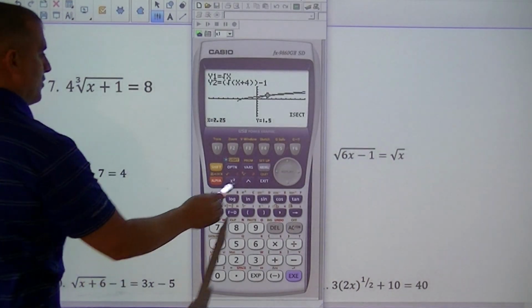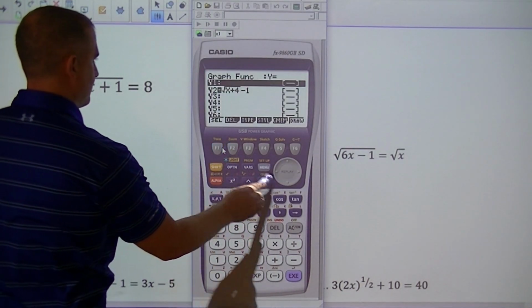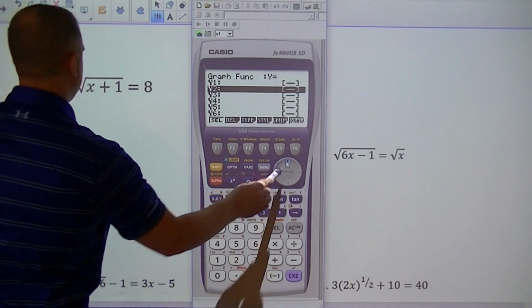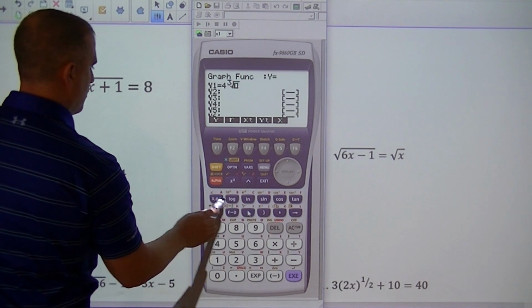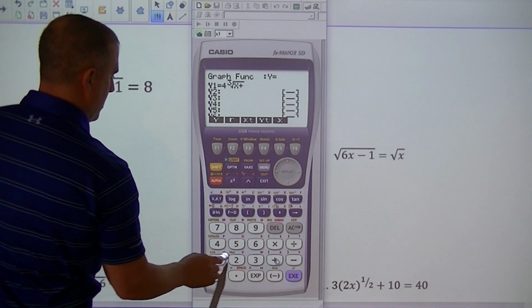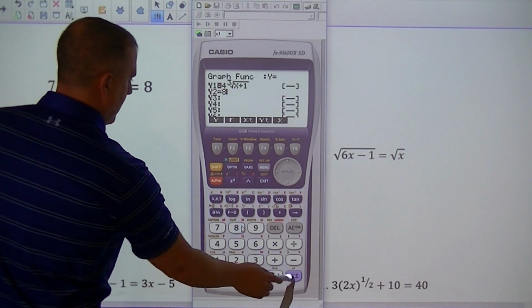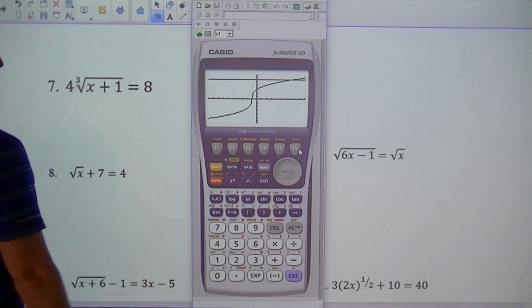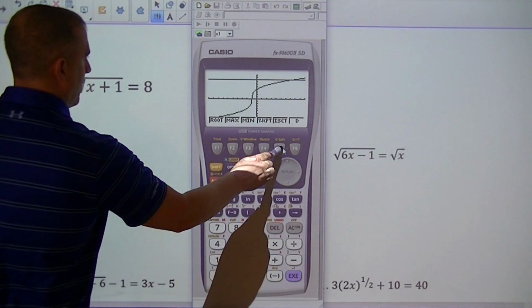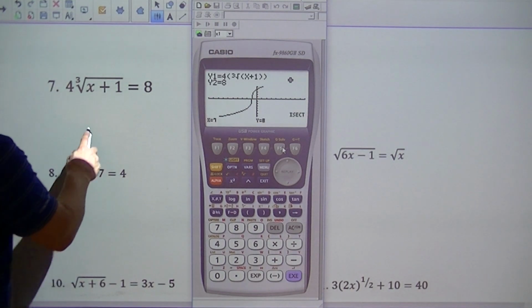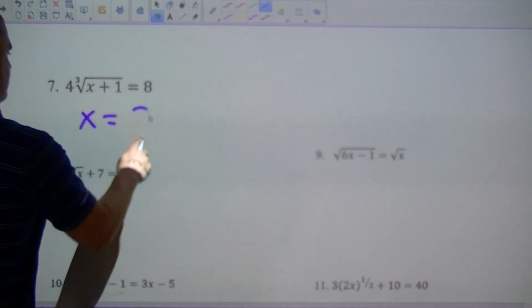So number 7, I'm going to type 4 cube root of x plus 1, and 8 on the next row. Draw. I actually got that one right away. G-solve intersect. Some you'll get right away, some you'll have to zoom out. So that's going to be 7.